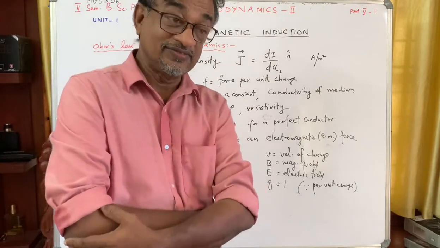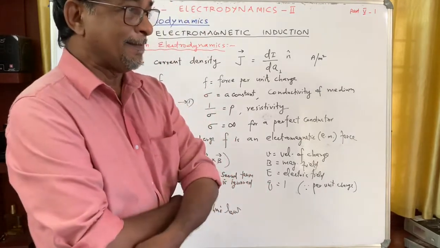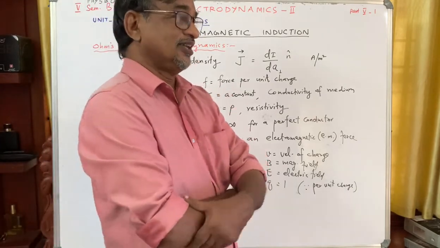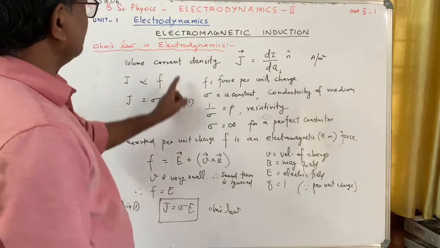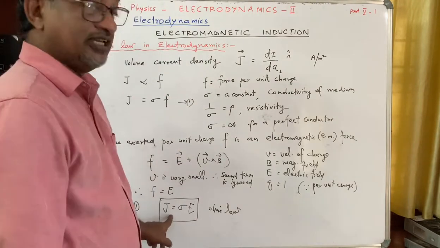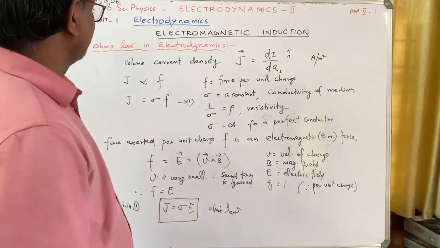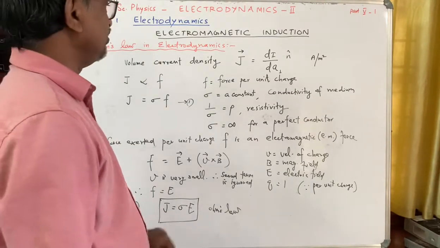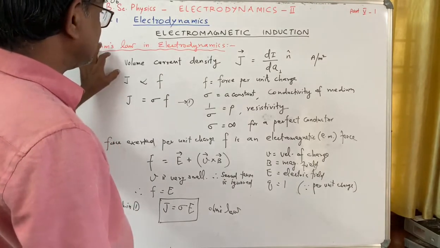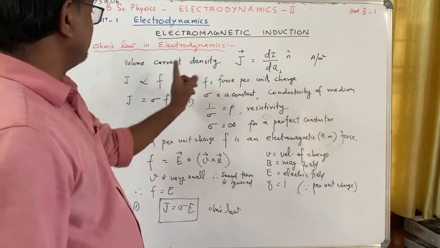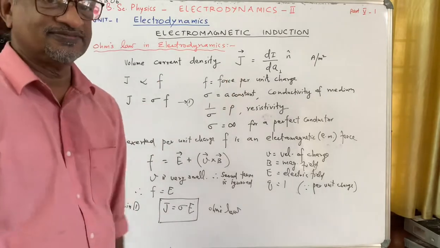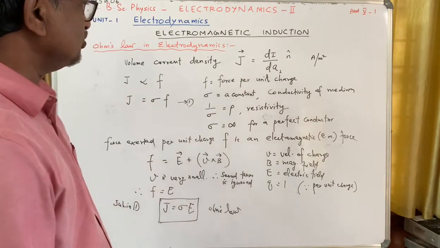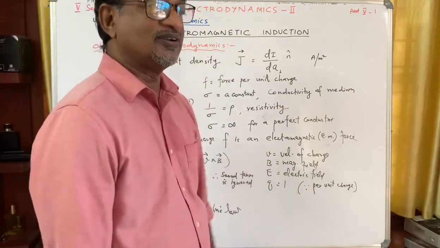In ordinary current electricity, we have studied the Ohm's law as R is equal to V by I. But here, the Ohm's law in electrodynamics is J equal to sigma E. And to study this law, we have to get some idea about the volume current density J. Volume current density J is equal to dI by dA perpendicular.